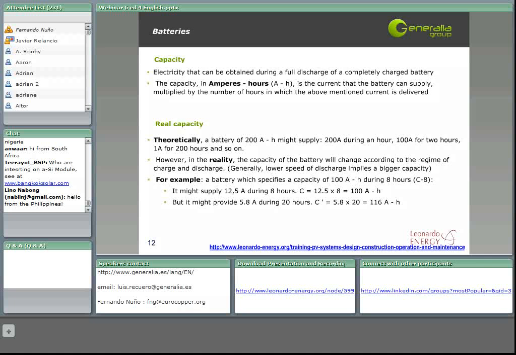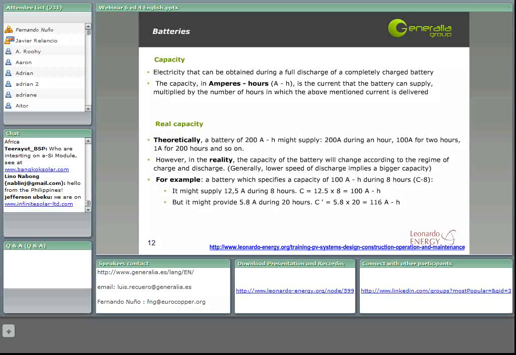So it's a measure of energy, and it is defined as the electricity that can be obtained during a full discharge of a completely charged battery. The capacity in ampere hours is the current that the battery can supply multiplied by the number of hours in which the above-mentioned current is delivered, referred to a certain voltage.